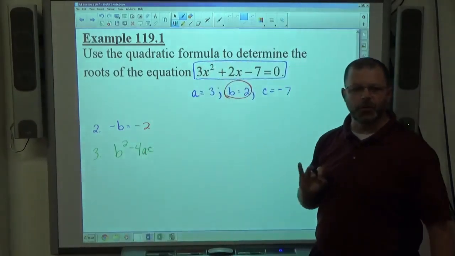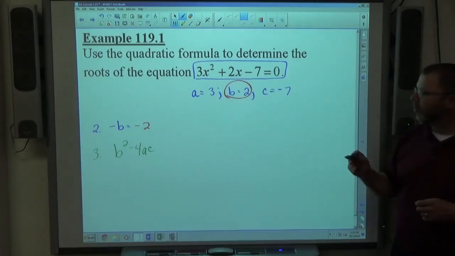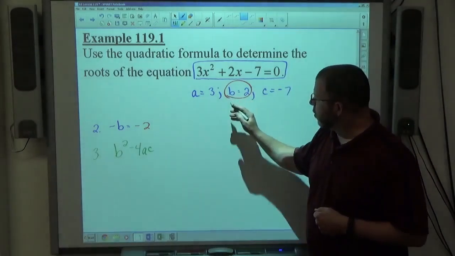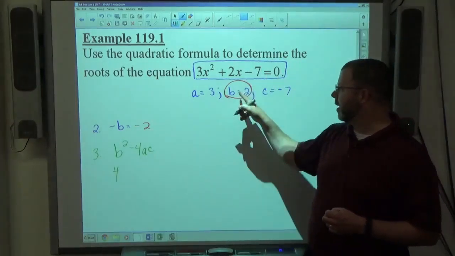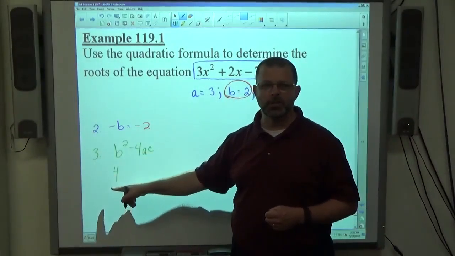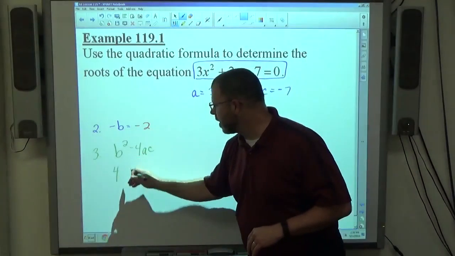4 is just a magical 4 that's there. B squared is squaring a variable, or squaring a value, 2 in this case. 4 times a times c is a product. Okay? B is equal to 2. 2 squared is equal to 4. B squared is always positive. Be careful that even if b was negative 2, b squared would still be positive 4. So when you square a letter, the outcome's positive every time.